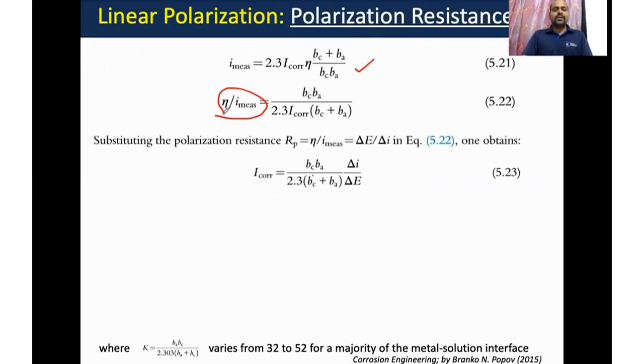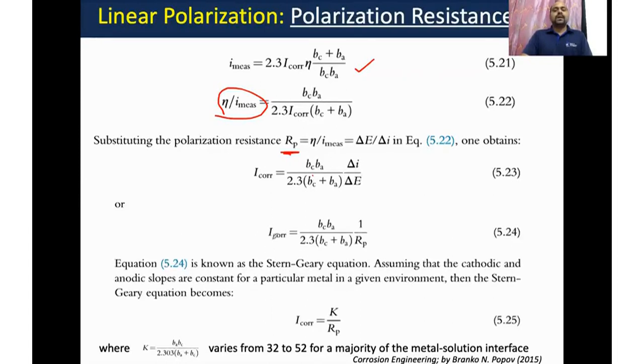If you remember, earlier we talked about how we can calculate RP. There are different ways to calculate the value of RP. If the constants BA and BC are given, then we can easily calculate the I corrosion. Now move to the next. So corrosion rate, how can we calculate the corrosion rate? Now you already know the RP, you know the value of corrosion current. Now the calculation of corrosion rate from the corrosion current: you know how you can convert corrosion current to corrosion rate.